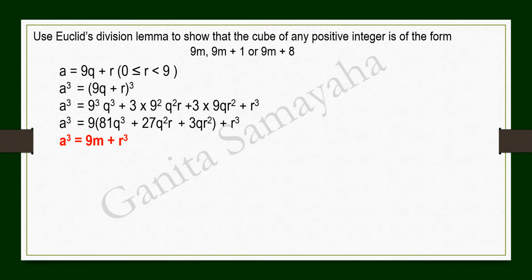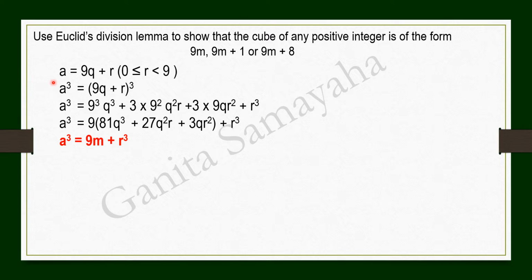So for various values of r, again here 0 to 8, we have to see whether a cube is of the form 9m or 9m plus 1 or 9m plus 8. That is all. So once you finish this, the rest are all just a substitution and then a little of interchanging. That's all children. Very easy.